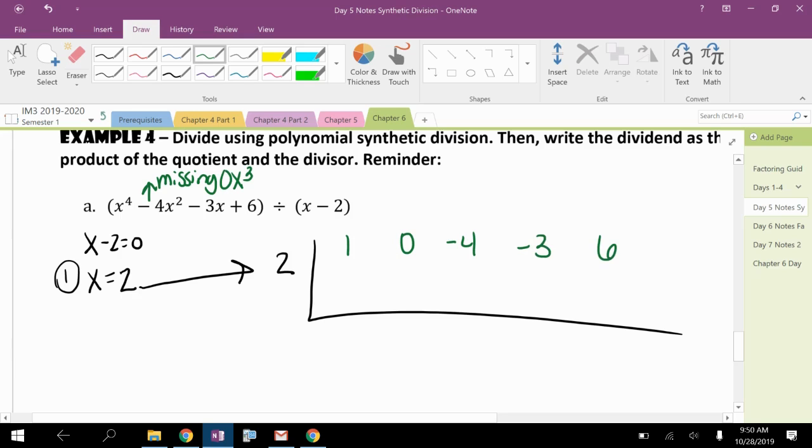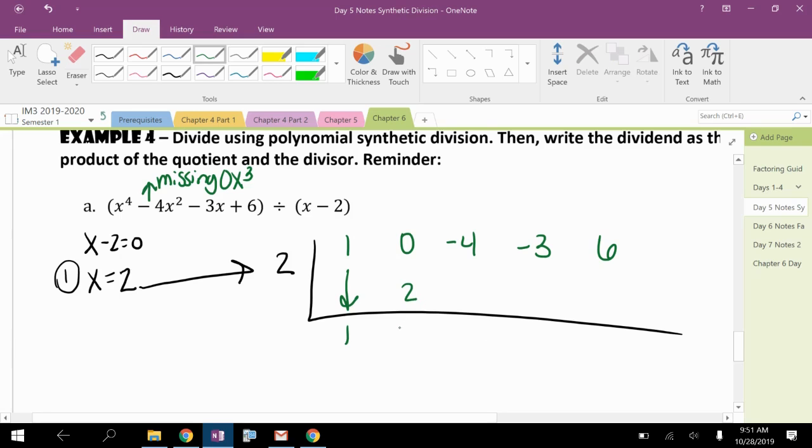Is there any part of that you don't understand you'd like me to go over? I'd be more than happy to. 1, 0, because it has to go in order. -4, -3, 6. Very first thing we do is we drop down that 1. Do we multiply or add when we are on the outside? Multiply. So 2 times 1 gets me 2.